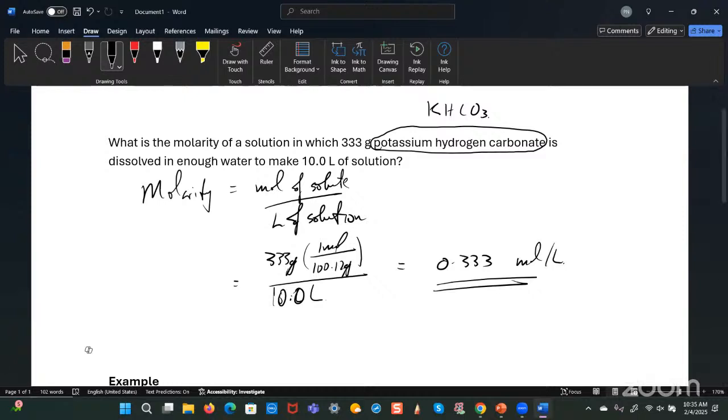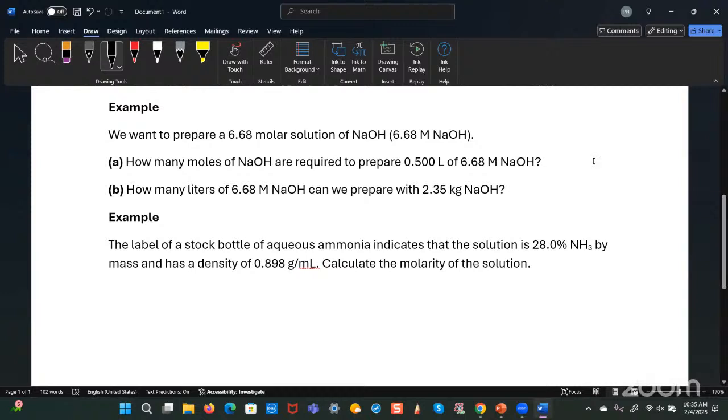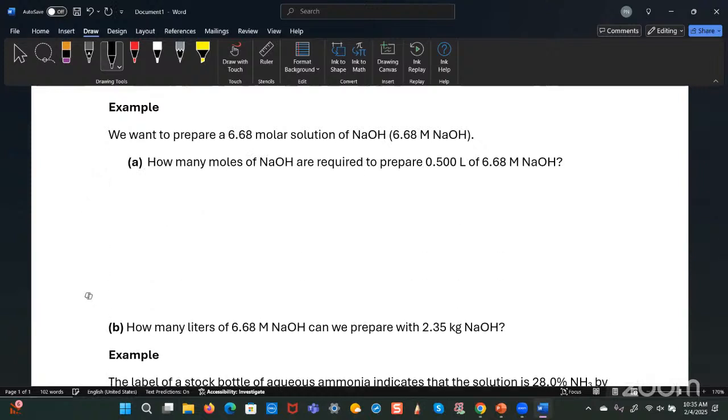So that's relatively easy, alright? Any question about this one? Any questions? Okay, let's see here. The next example is, oh, okay. They gave you the molarity, right? This is the molarity right here, 6.68 M of sodium hydroxide. And in the A part, they're asking how many moles of sodium hydroxide are required to prepare 0.500 liters of a 6.68 M sodium hydroxide solution. So how would you go about doing that?